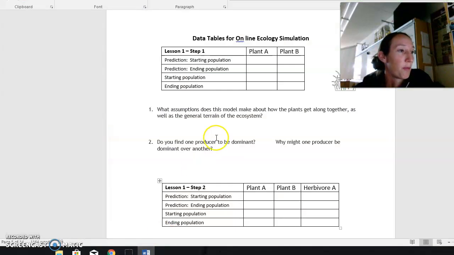All right, so if we pull this back up, number 2, do you find one producer to be dominant? Yeah, absolutely. Plant A is dominating over plant B. Why might one producer be dominant over the other?